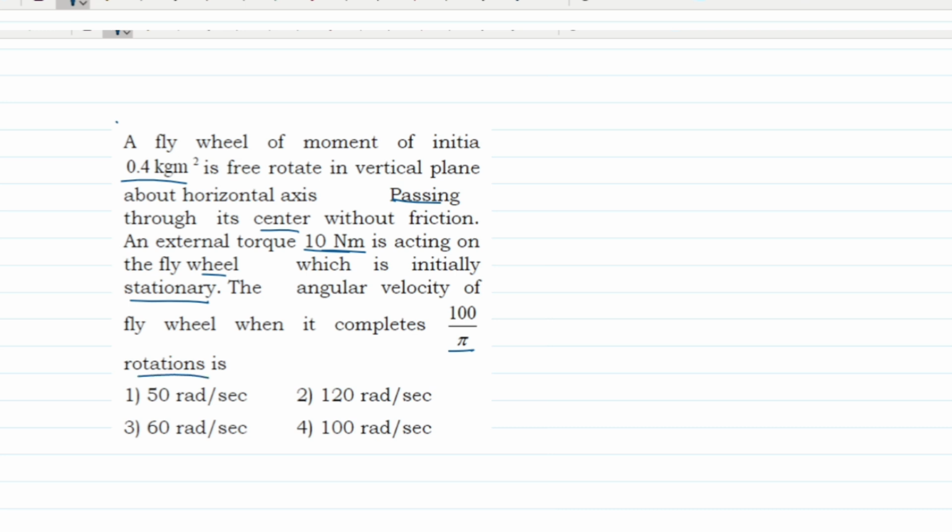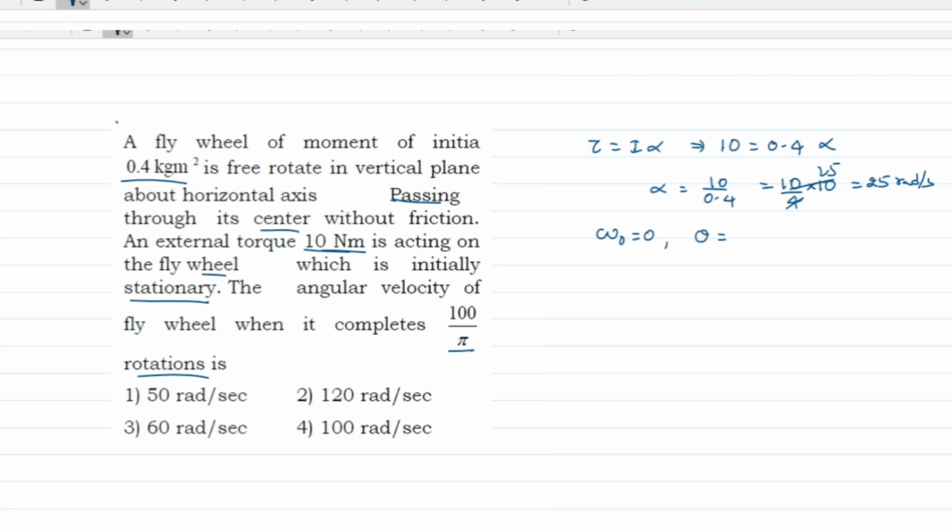Now here you just look at, students, torque tau equals I into alpha. Torque is given as 10 Newton meter, I value is given as 0.4 kg meter square, alpha we don't know, we just calculate. Then alpha equals 10 by 0.4, which is nothing but 10 by 4 by 10, 4 25 times, so we will be getting 25 radian per second square. So initial angular velocity is given as 0.